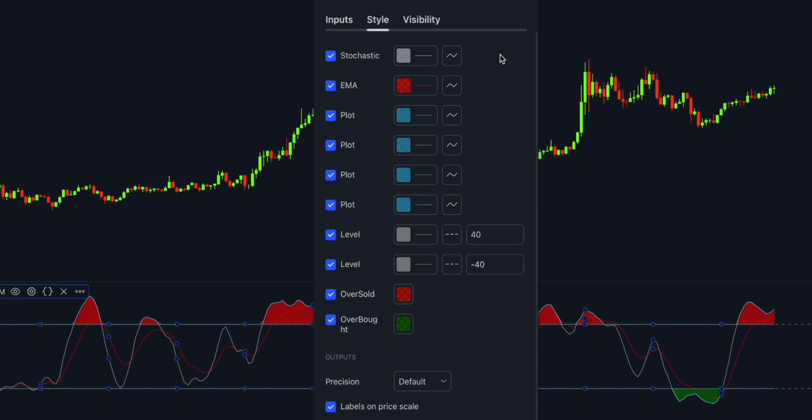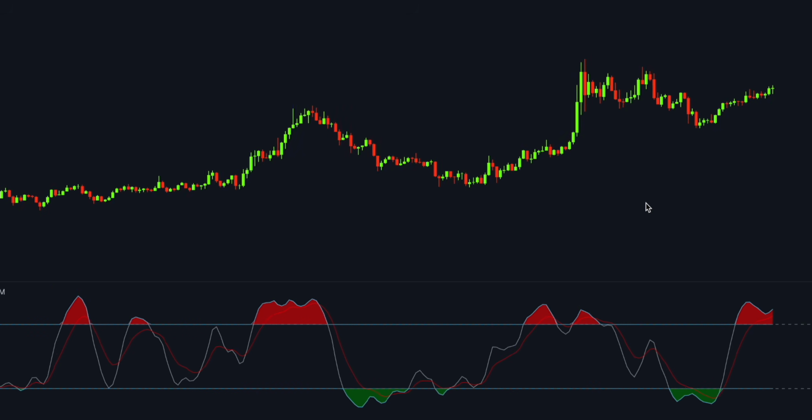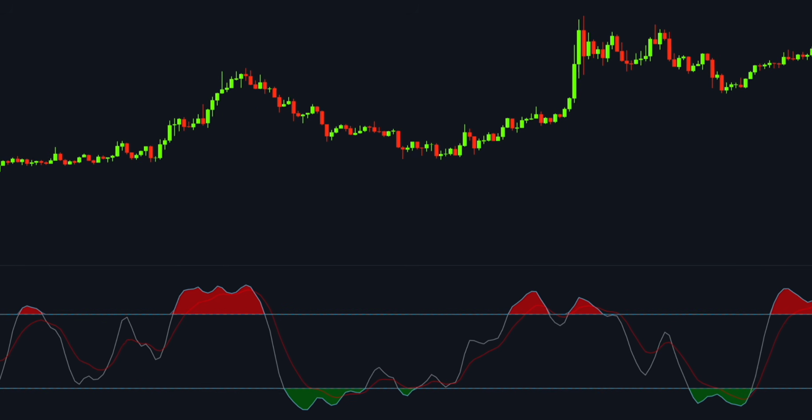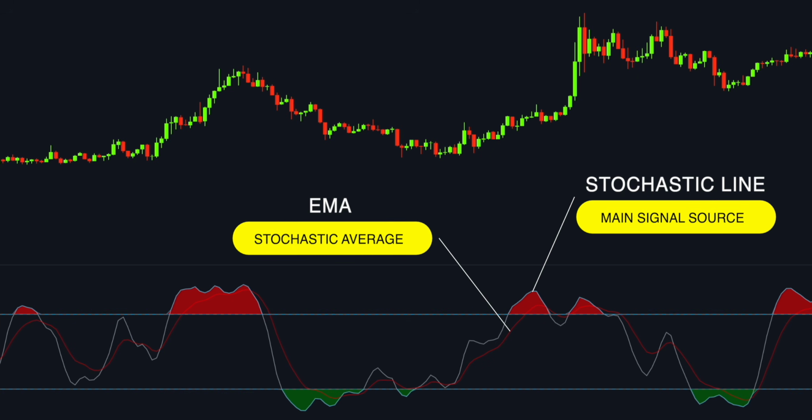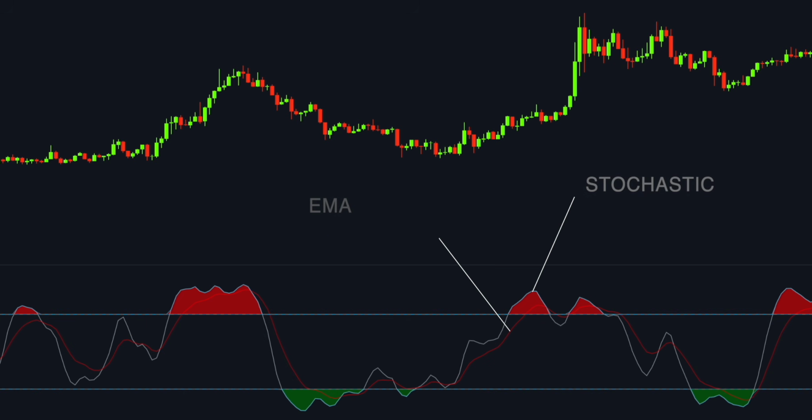Just like a regular stochastic RSI indicator, this tool does not have many components. Its main features are the stochastic line, which acts as a primary signal source, the exponential moving average, which smooths out the stochastic line, and the top and bottom bands. When the stochastic line crosses the upper band, it indicates overbought market conditions. Buyers should prepare to close their long positions, and sellers should prepare to sell the security. Final confirmation is when a stochastic and EMA line cross each other.